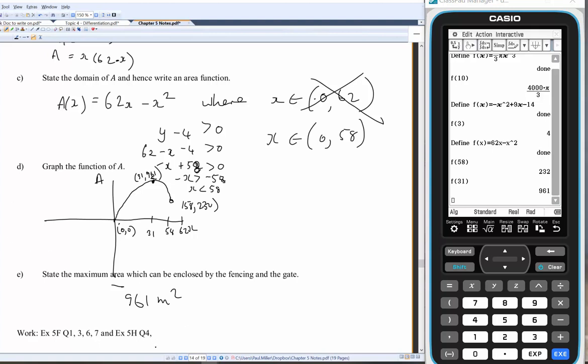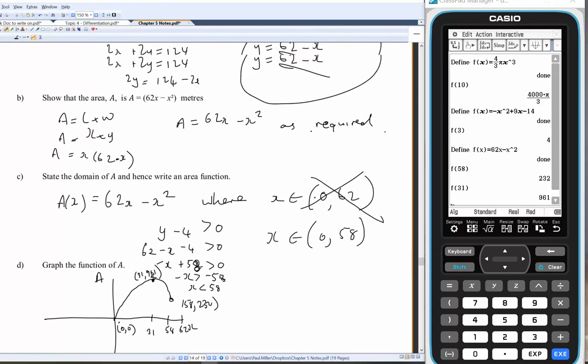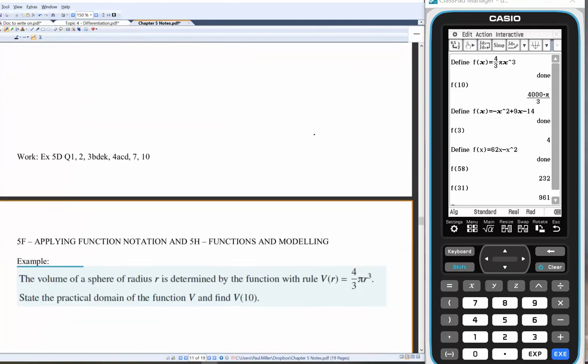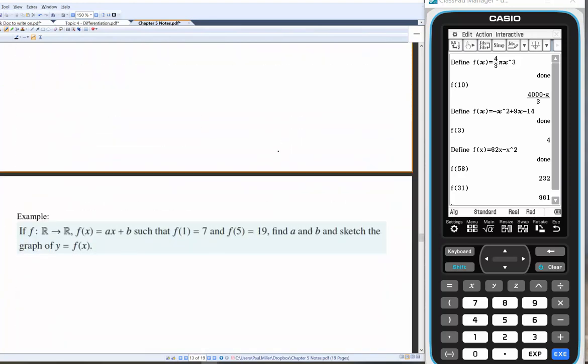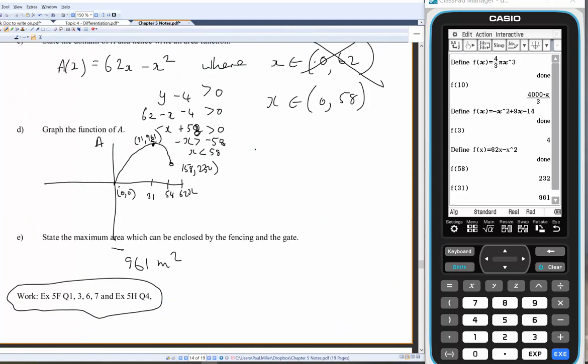Okay, so your homework for this particular exercise is going to be 5F and 5H. Okay, so 5F, 5H on top of the questions on one-to-one functions, which is 5D. So a bit of work there. That's going to be quick. This one will take a little longer. Use your calcs for the modelling questions as well, girls, just to get your skill and practice up on those.